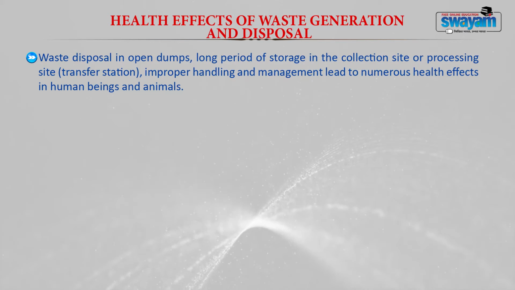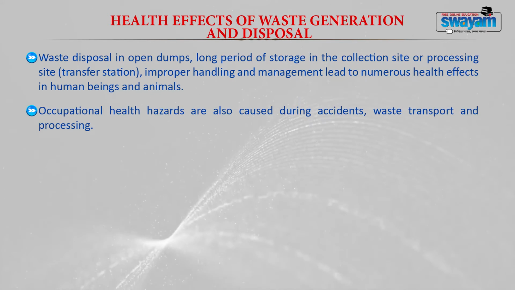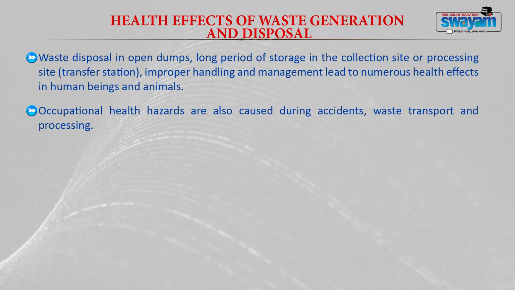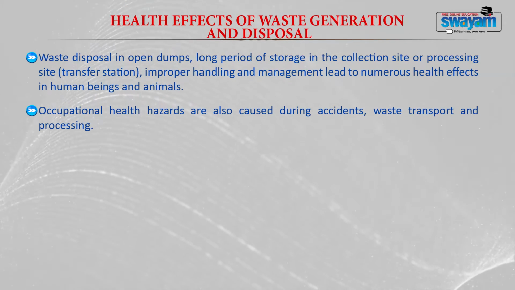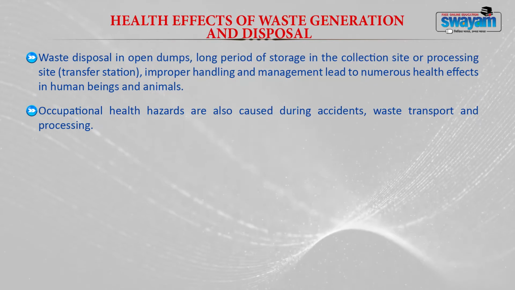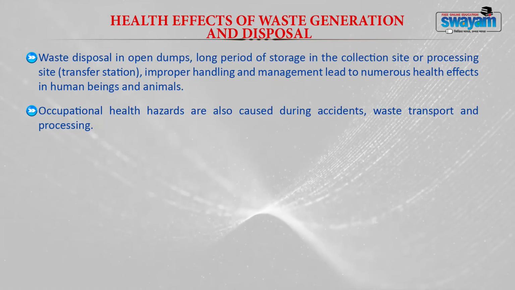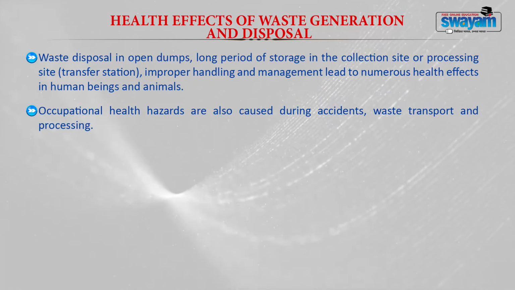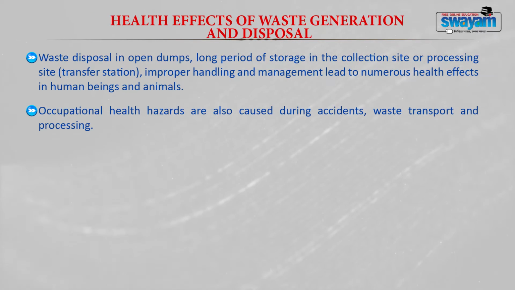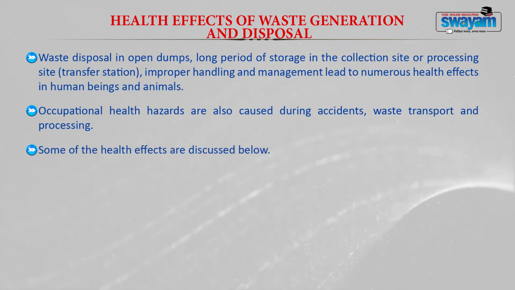Now, mainly, occupational health hazards are one important thing. In the previous section also I told you occupational health hazard is nothing but when a person's health is getting affected in the work environment, then you call it an occupational hazard. These occupational hazards are caused during accidents, waste transport and processing. Now, what are the effects that they cause?